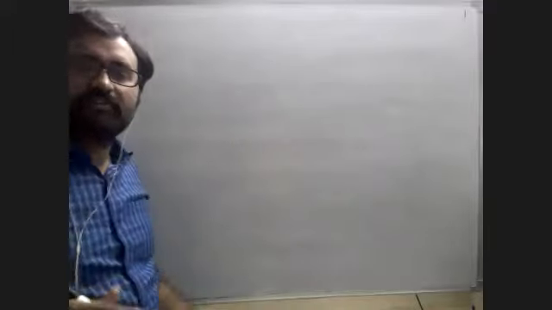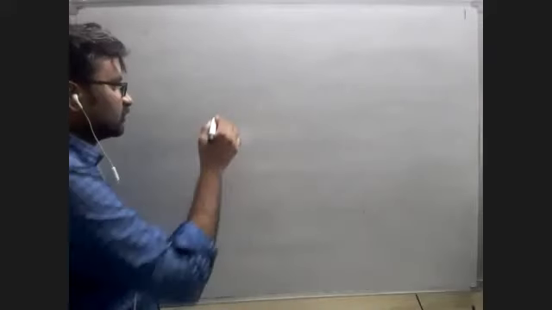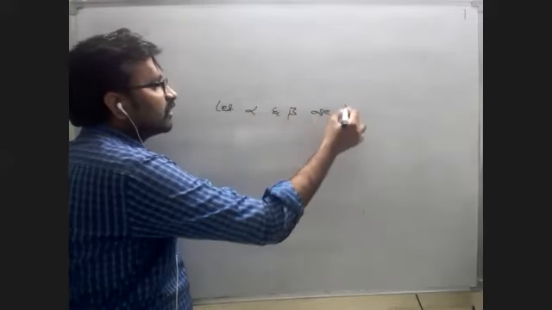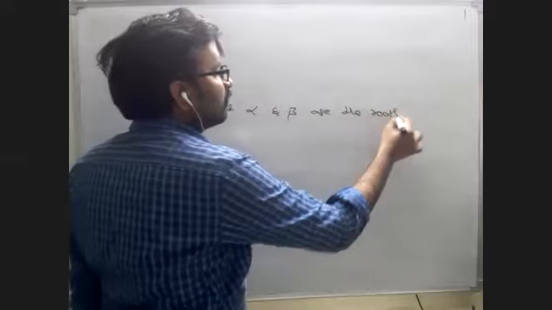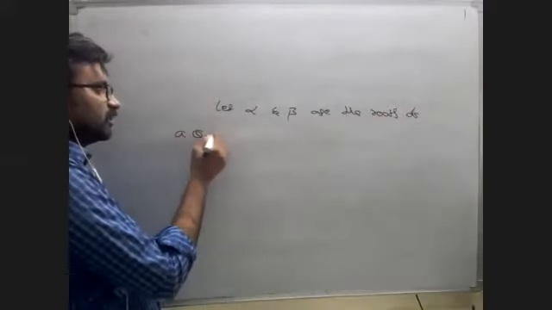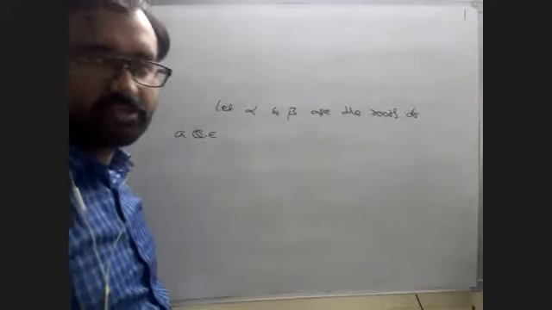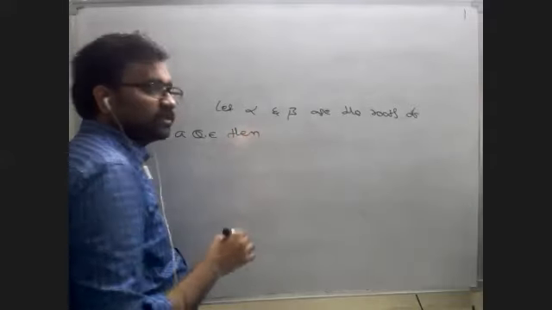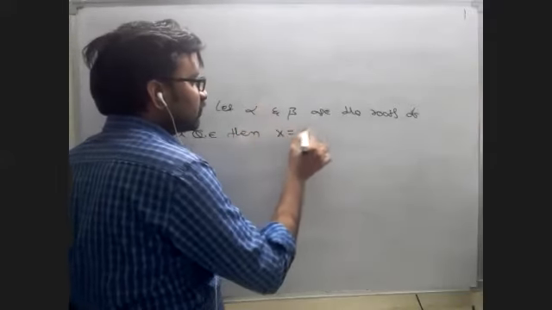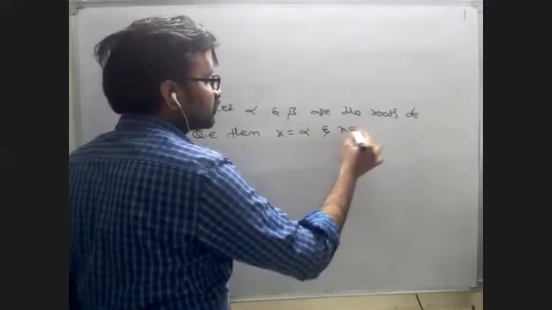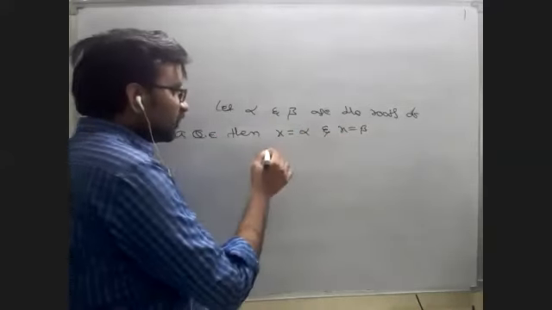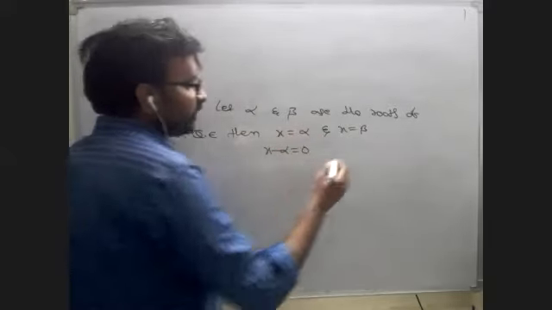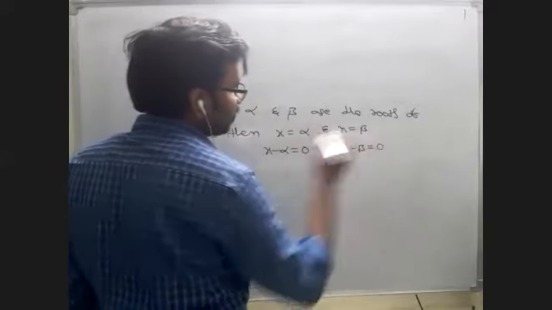For every quadratic equation there exist two roots. Suppose alpha and beta are the roots of a quadratic equation. If alpha and beta are the solution set, the roots of a quadratic equation, then we can write: this is one root, so x is equal to alpha, and this is one more root, x is equal to beta. X equal to alpha means x minus alpha is equal to 0, taking this side. X equal to beta means x minus beta is equal to 0, taking this side.